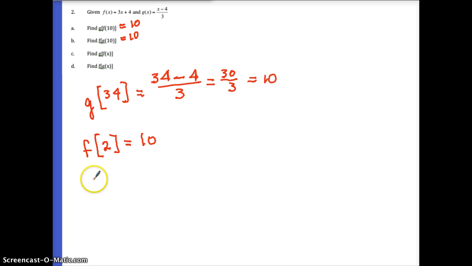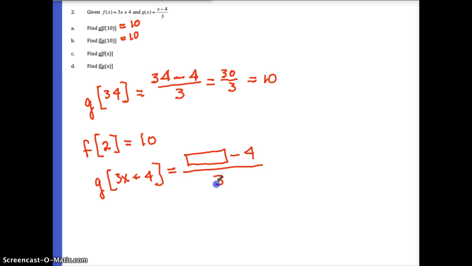If I look at g of f of x, again, is this thing, 3x plus 4, and that's going to be, right, for g of x, it's blank minus 4 over 3, and the thing I'm plugging in is 3x plus 4. If I combine like terms on the top, the 4's cancel out, and I'm just left with 3x over 3, which is just x. So that's x.